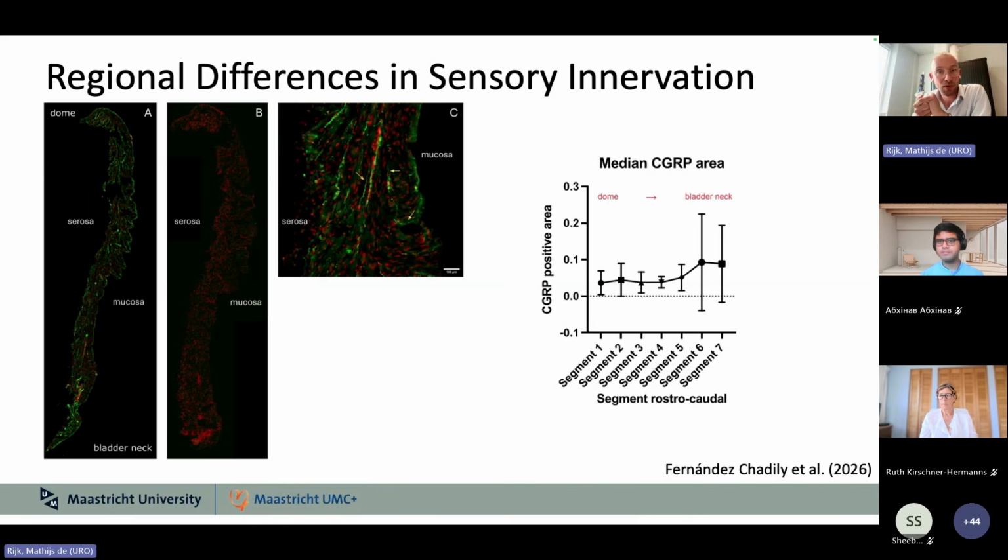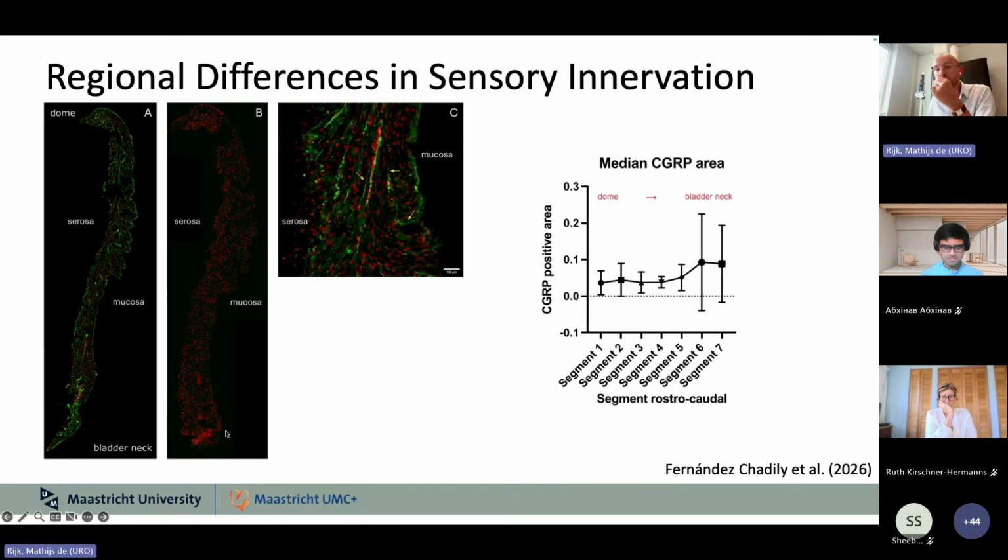It has quite often been described, mostly just observationally, that there are differences in innervation along the rostrocaudal axis of the bladder. But that was never quantified. And so here we did this just in healthy young mice. We cut the bladder tissue along the full length, so we have all the way from dome to bladder neck. And we stained that with CGRP as well to get afferent nerve fibers.